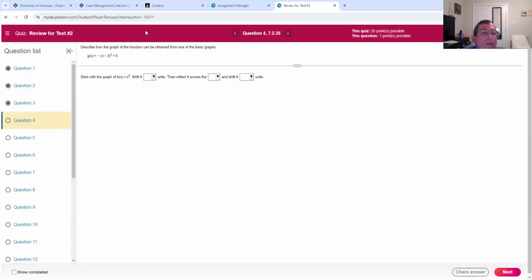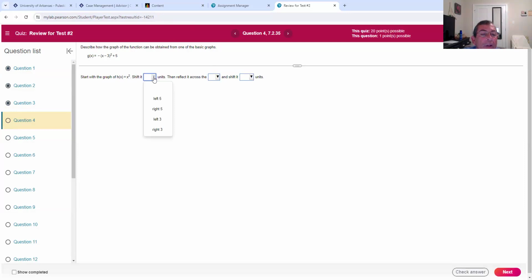So this one we don't have to graph, we just have to tell it what all the moves are. The -3 inside parentheses is going to move me right 3. The +5 is going to move me up 5. And then that negative in the very front is going to reflect me over the x-axis. So let's see what they're starting with.